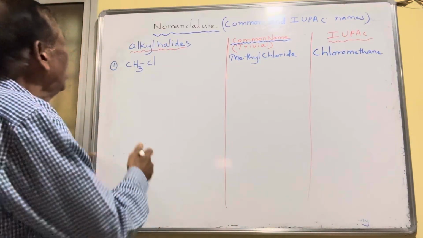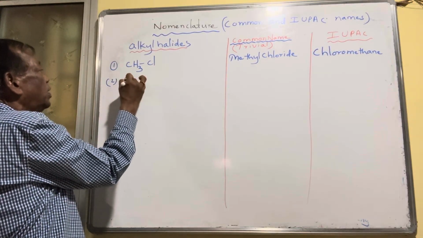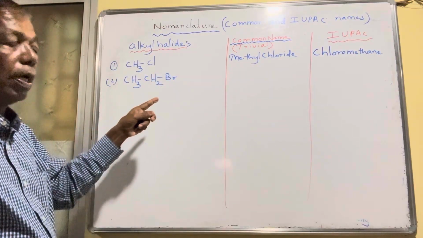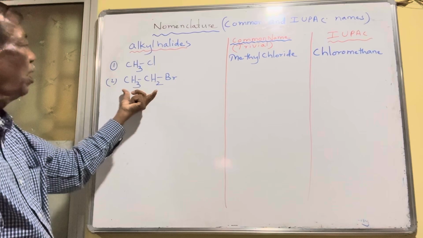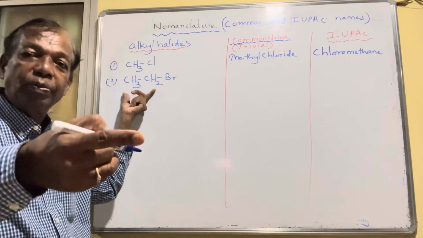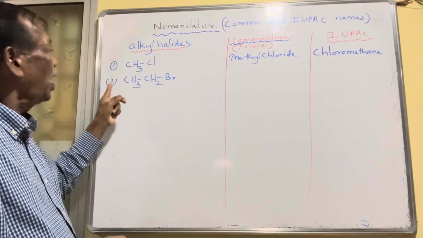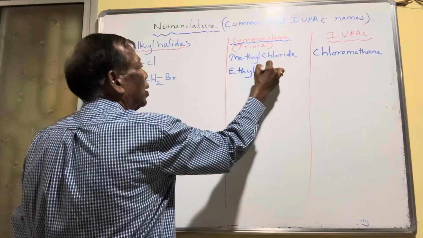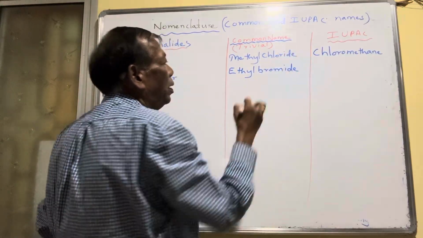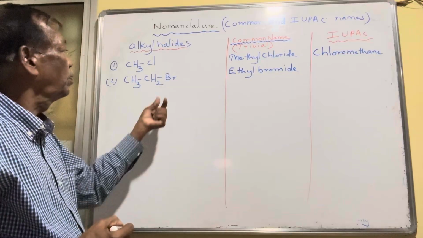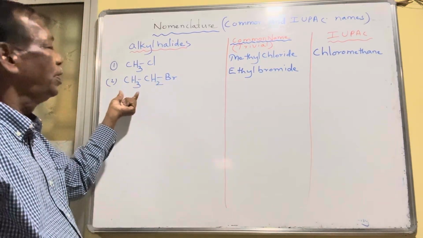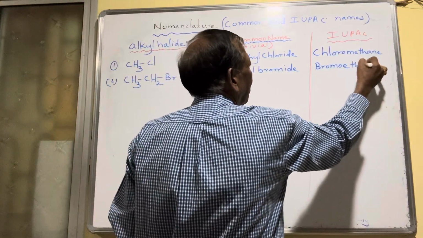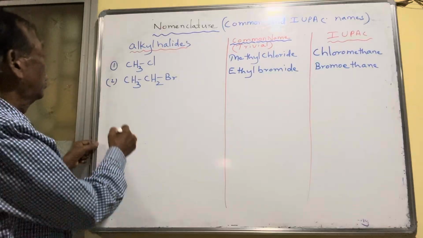Then suppose I have here a compound which is CH3 CH2 Br. I have put here chlorine, now bromine. Now this is derived from ethane. And last time I told you on the last video. So ethyl bromide, I can call it here as ethyl bromide. When you go for IUPAC name, you have to call this as bromo and then ethane. So we can call it as bromoethane.